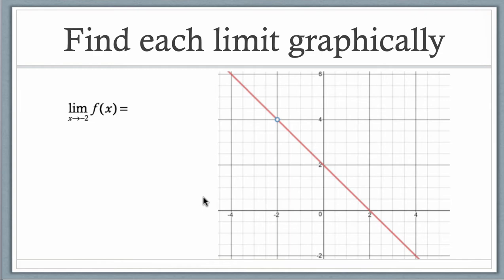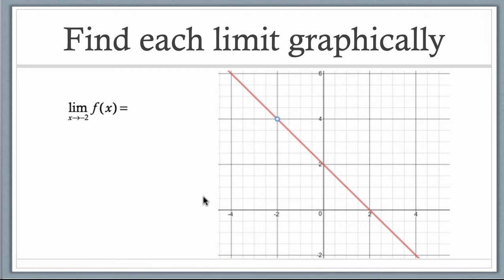Here we have a graph that has a hole in it. So let's take a look at what's happening as x is approaching a value that has a hole in there. I'm looking at x approaching negative 2. What is the limit of my function? Again, I'm looking at from the left and from the right. As x is approaching negative 2 from the left, my function is approaching positive 4.